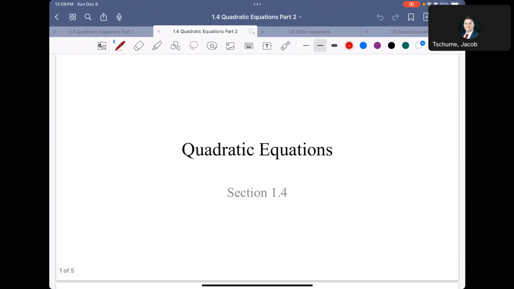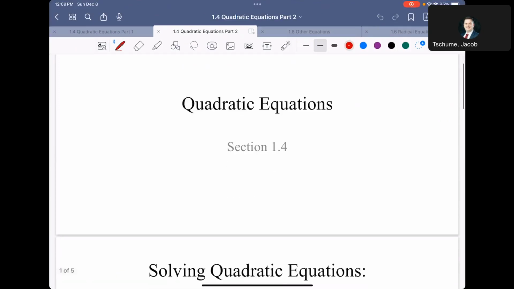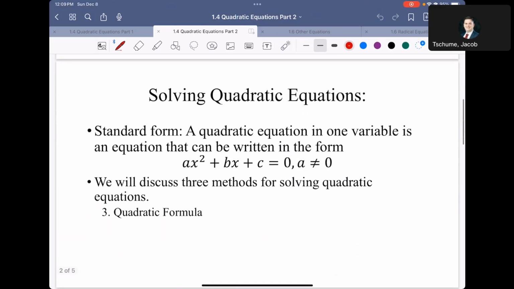All right, so in this video, we are going to wrap up section 1.4. Remember, in the last 15-minute video, we talked about introduction to quadratic equations, and we solved those using the zero product property and the square root property. In this video, we're going to continue talking about quadratic equations.